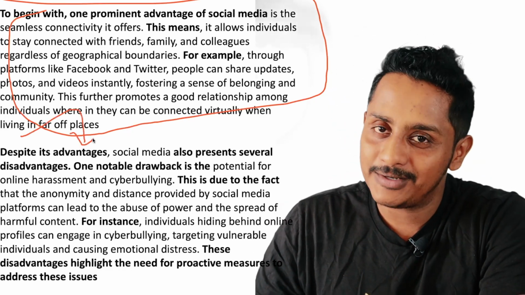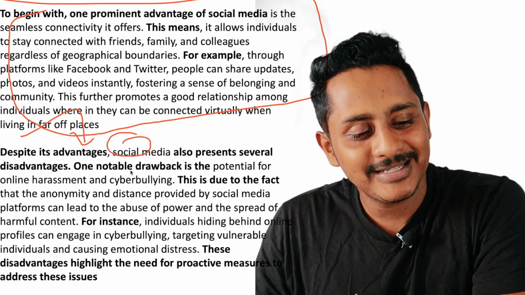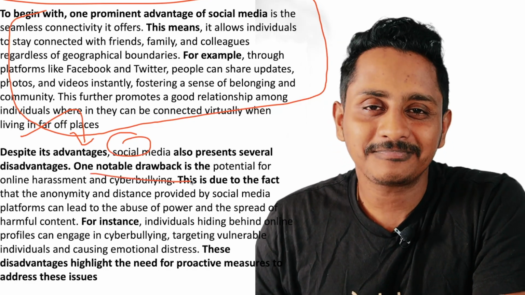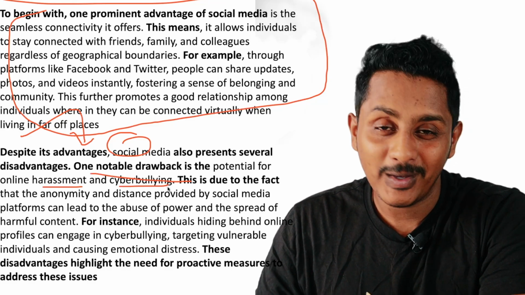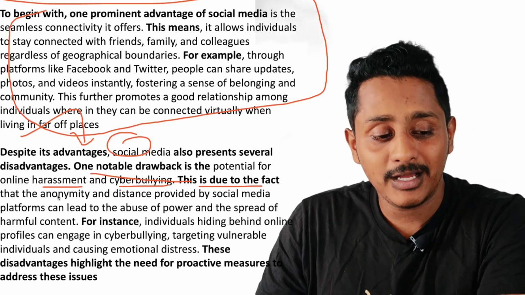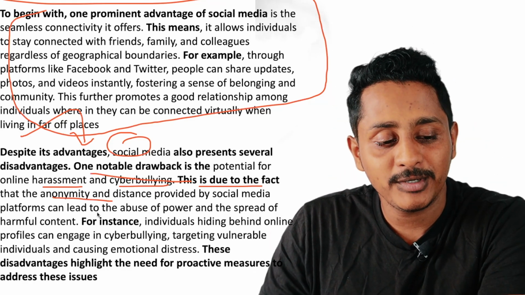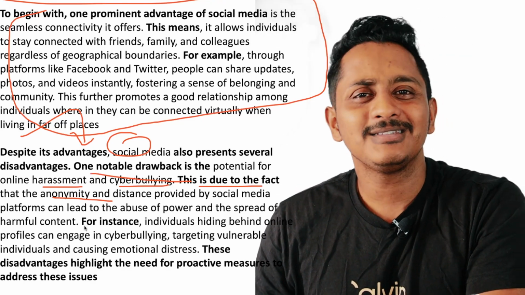Now, despite its advantages, the topic social media also presents several disadvantages. One notable drawback is the potential for online harassment and bullying. You have a supporting idea: this is due to the fact that... a supporting idea is a must. Anonymity and distance provided by social media platforms can lead to the abuse of power and spread of harmful content. Do you have any instance?